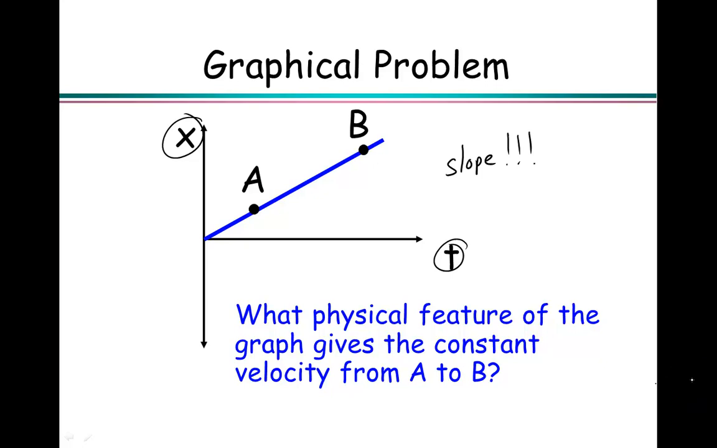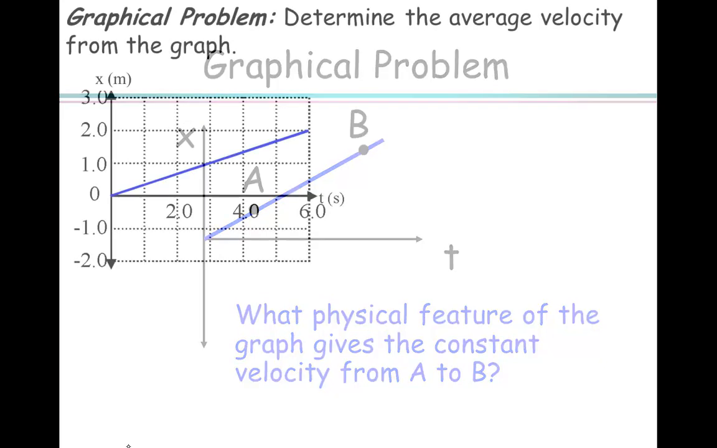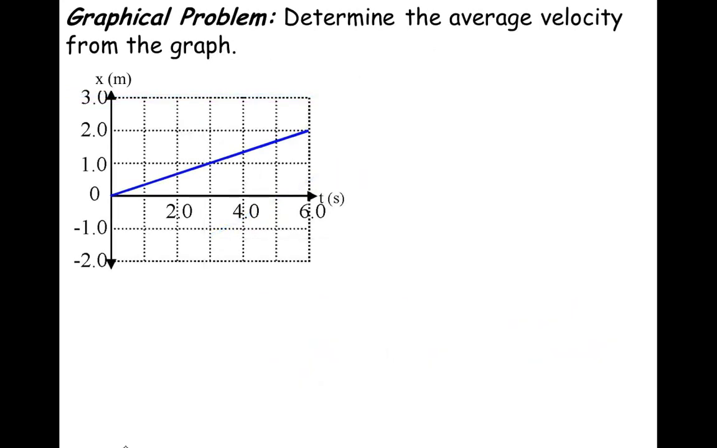Okay, so the slope of a position time graph gives us the velocity. Alright, so say that to yourself: the slope of a position time graph tells us the velocity. Alright, so let's solve that in this particular problem here, where we want to find the average velocity from this graph. So if we want to find the average velocity from a position time graph, we need the slope.